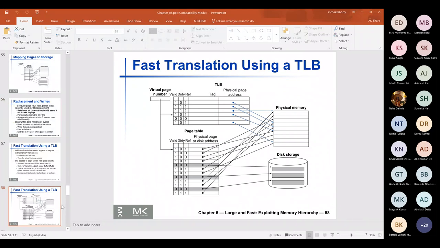Okay. So just notice how this is an extension of the concept of caches to the main memory and hard disk interface. Exactly similar concepts, just presented in a slightly different manner.